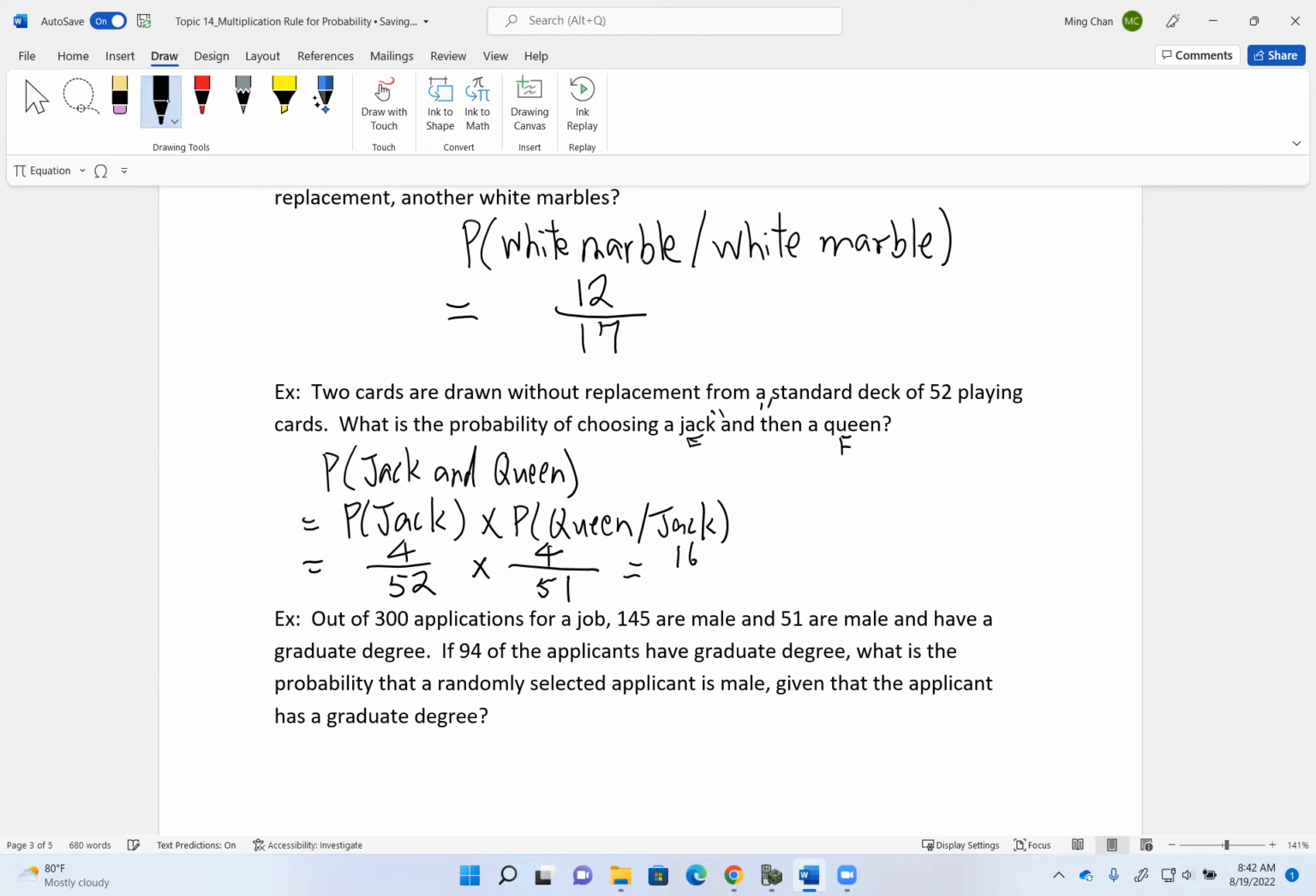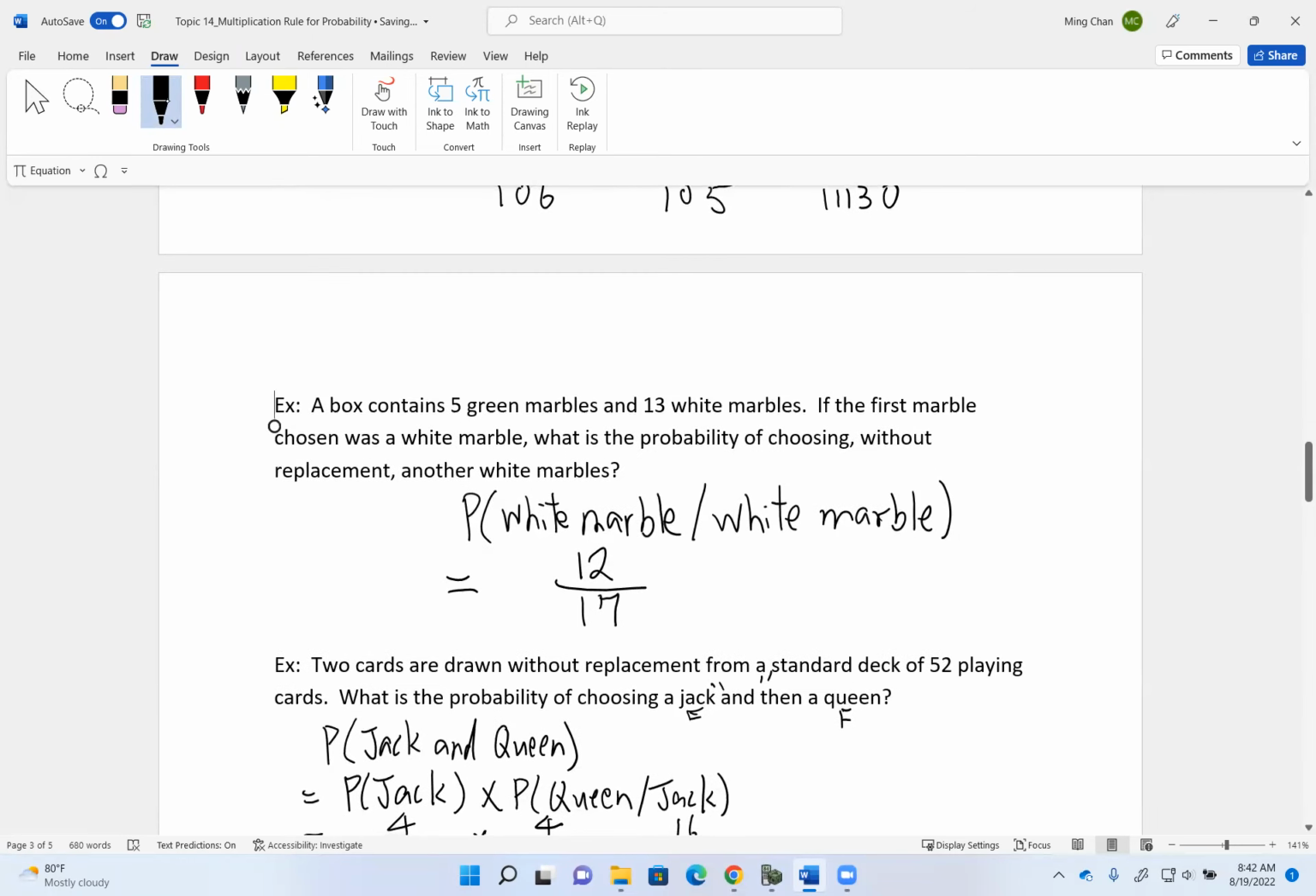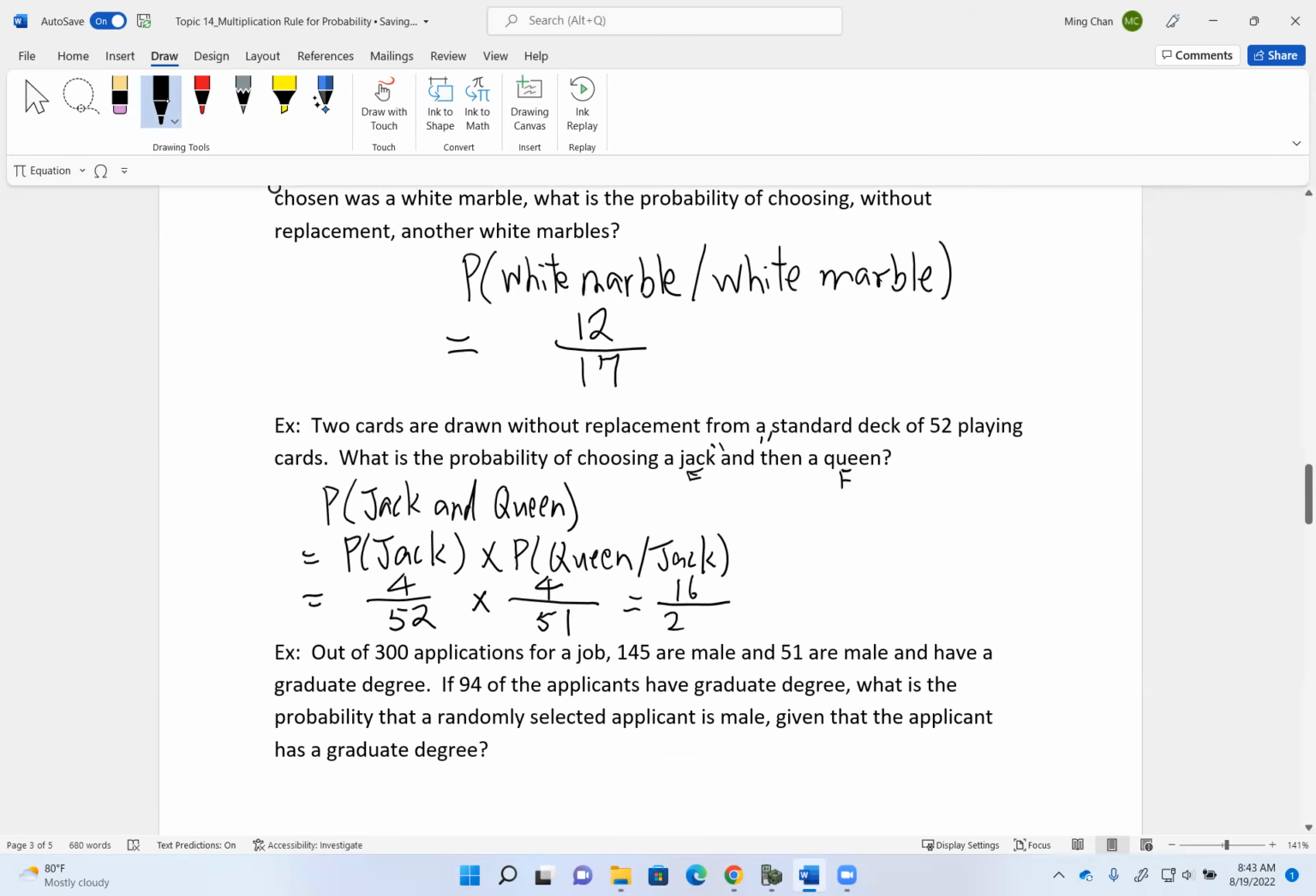So this is going to be 16 over 52 times 51. I think 52 times 51 is 2652. All right, so that's my probability.